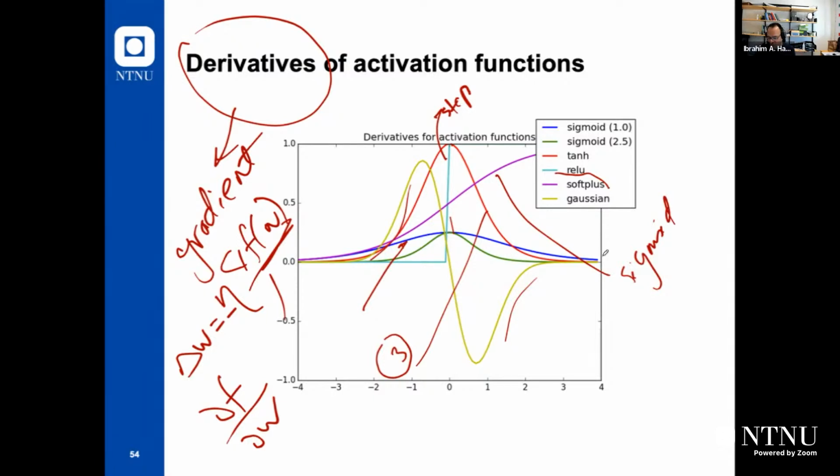And then when it is small, this delta omega will be small. And when this delta omega is close to zero, what will happen? We will not be able to adjust our weights. When delta omega is close to zero, we will not be able to adjust our weights.